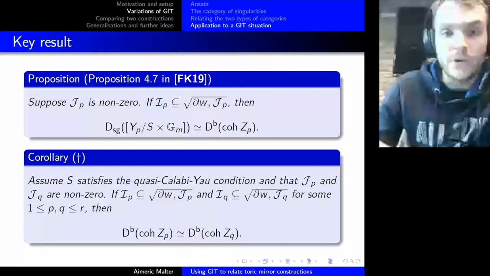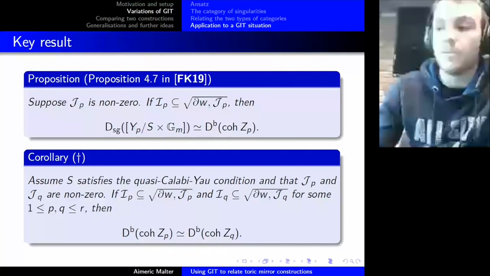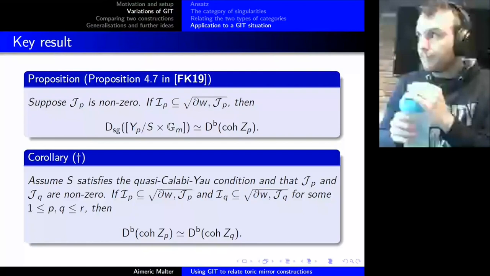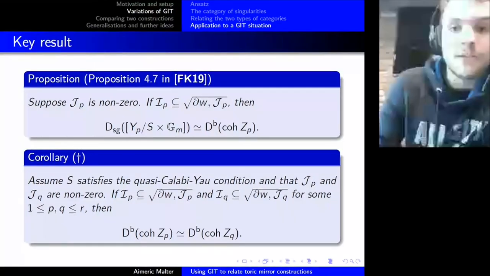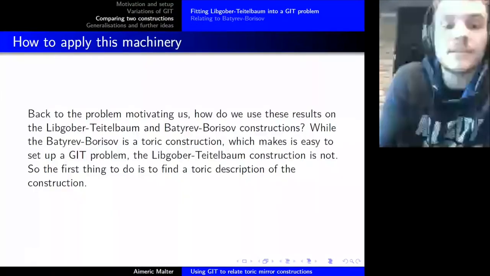And in my research, I have used this result on the two constructions I talked about earlier, the Batyrev-Borisov and the Libgober-Teitelbaum construction. So let me tell you about that next. So back to the problem motivating us. How exactly do we use it on those two constructions?